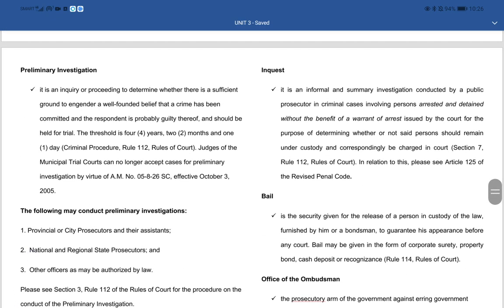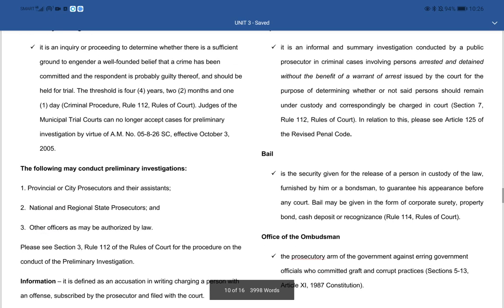Inquest. It is an informal and summary. Okay, we're done with this. Without warrant of arrest or not, said person should remain under custody. So that is inquest. Bail.